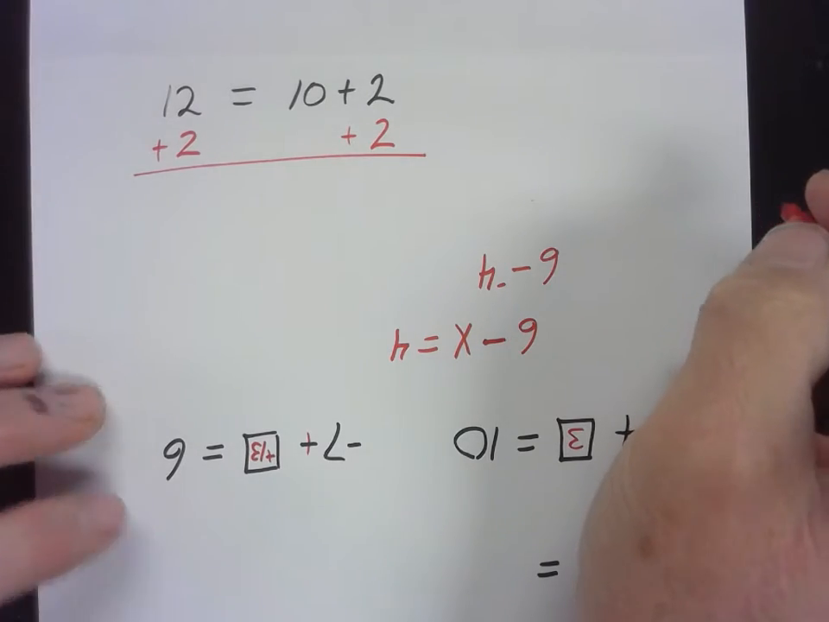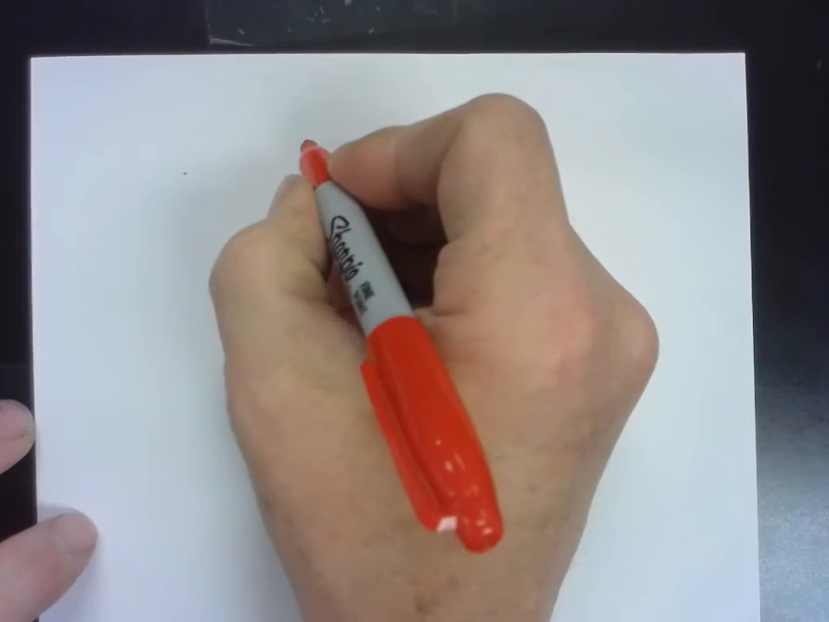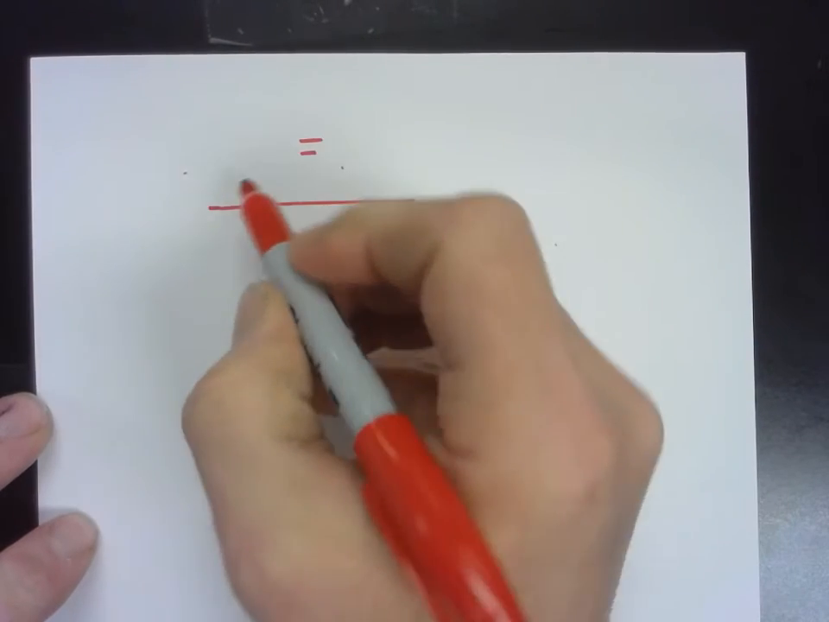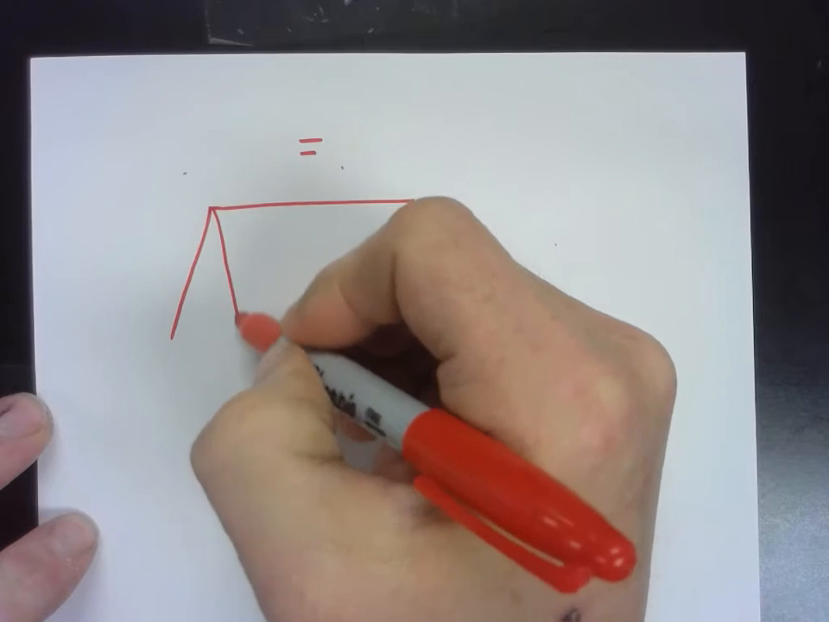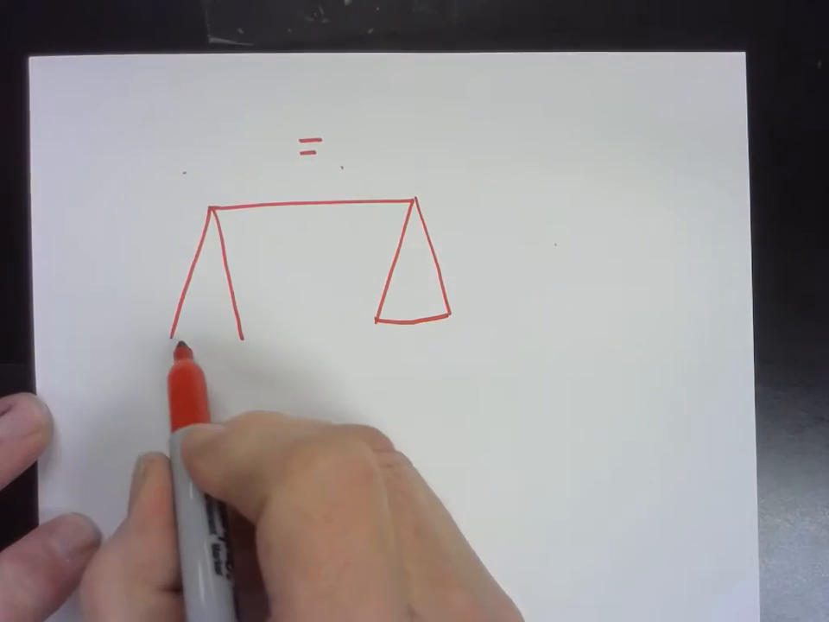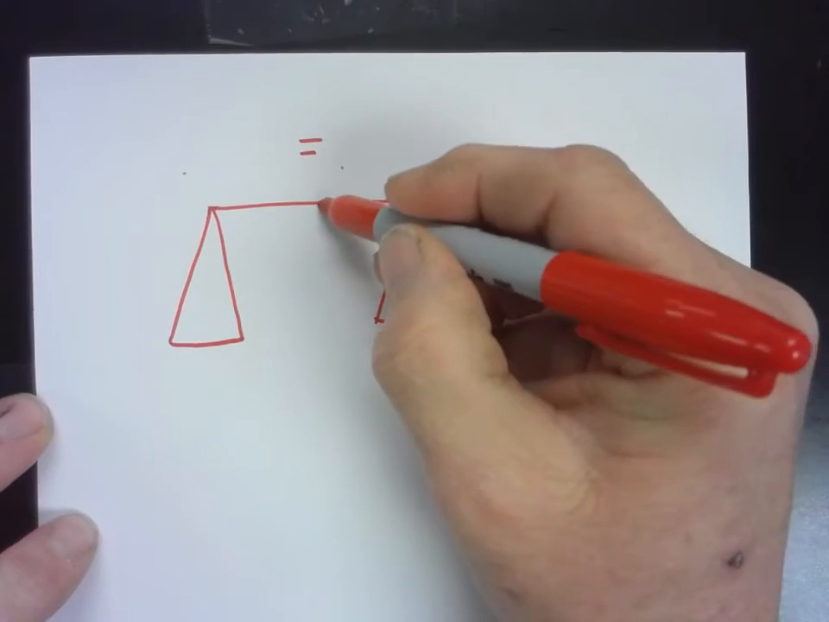Okay. Think of an equation. Think of that equal sign like a balance scale. Have you guys seen these old-fashioned balance scales before? They have a little plate here and a little plate here. They have a balance right there in the center.